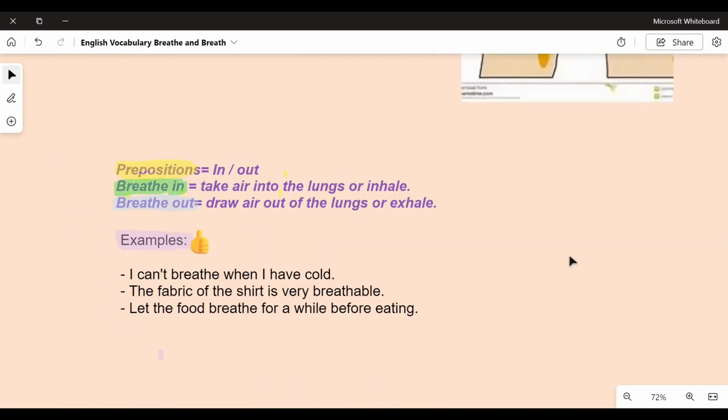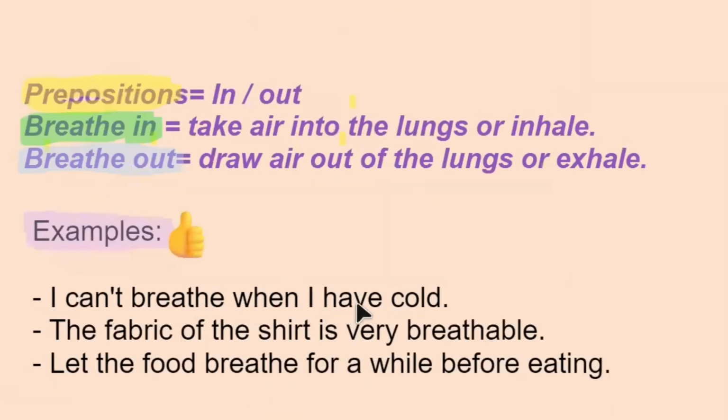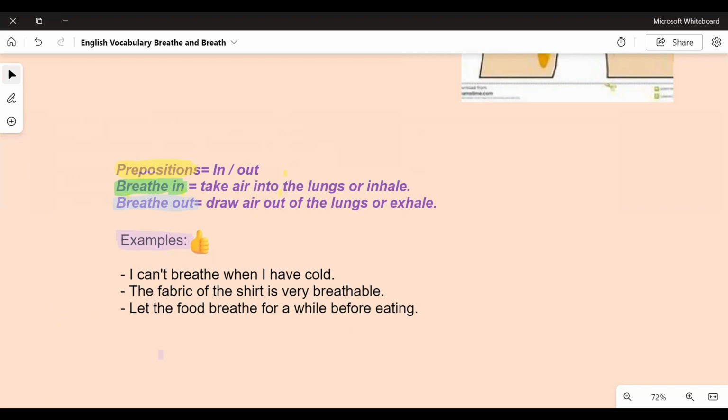Let's have some examples. For example, I can't breathe well when I have a cold. The fabric of the shirt is very breathable. Let the food breathe for a while before eating. This is a colloquial use, this is slang. Let the food breathe. So it's hot, let it cool down for a short time before eating.